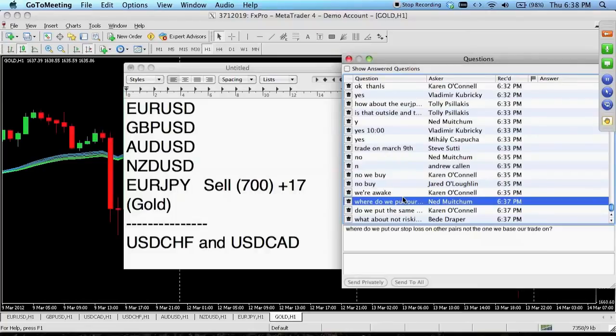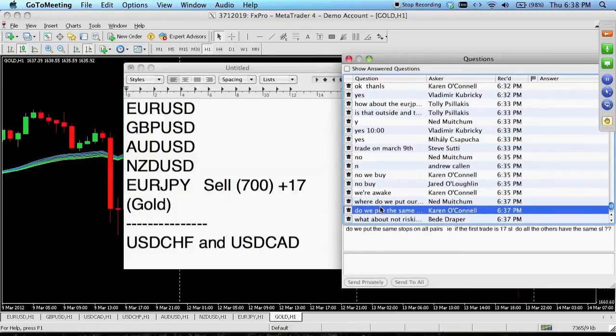Okay? Where do we put the stop loss on the other pairs, not on the ones we did? There's no need to put a stop loss on any other pairs. Treat the whole trade as one. You put the stop loss and take profit only on the pair that's perfect. For in this case, euro yen. Once euro yen touches its stop or take profit, exit everything. Okay? Treat the trade as one.